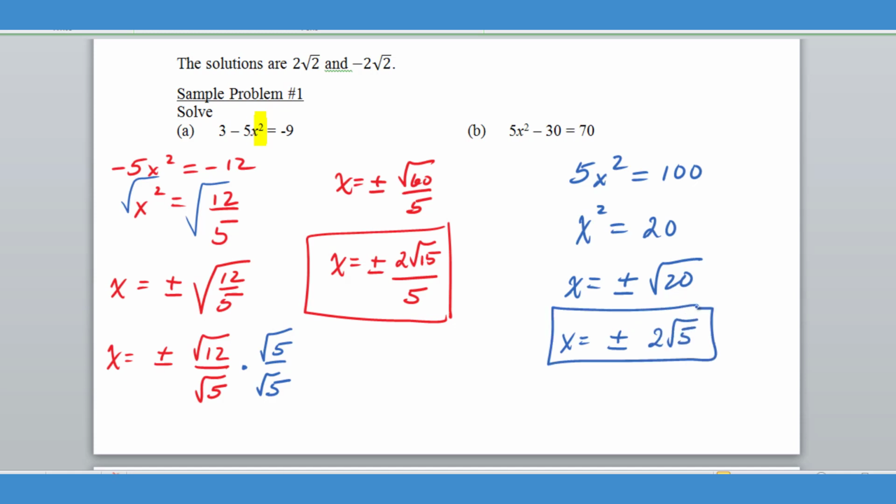Alright, in the next video we'll take a look at some square root problems that give us a variance in the types of answers that we're going to get.